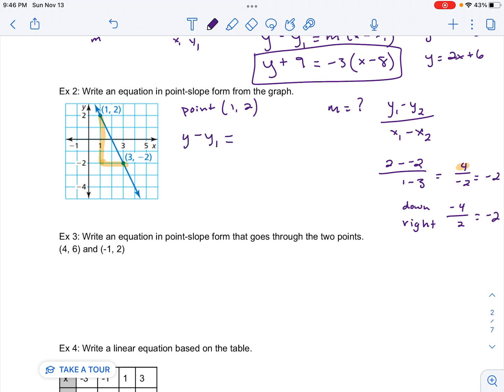All right, so now we need to write it in point-slope form. I have my point and I have my slope. I'm going to unhighlight that 4 so we don't get confused. So I have y minus 2 equals negative 2 times x minus 1. Again, my point was a positive 1 and a positive 2, so it went in as minus 2 and minus 1.